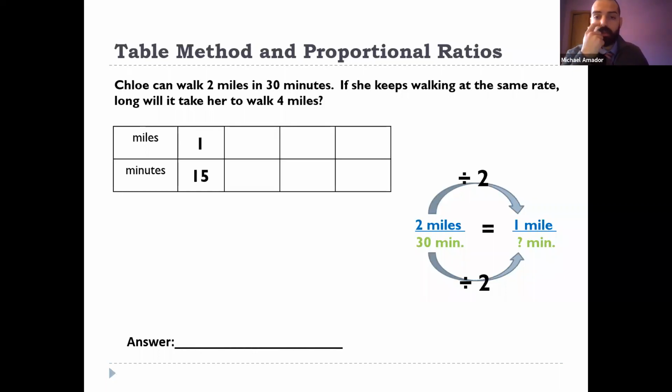Okay, so dividing 30 by 2 gives us 15. So we know now that she can go 1 mile in 15 minutes. To create my ratio table, I'm going to start by putting 1 for miles and 15 for minutes, because that is the special relationship that they have. If you have 1 mile, you have 15 minutes. For every 1 mile I go, it takes me another 15 minutes. So if I go 2 miles total, it's going to take an additional 15 minutes. So the next step in my table is 2 miles takes 30 minutes.